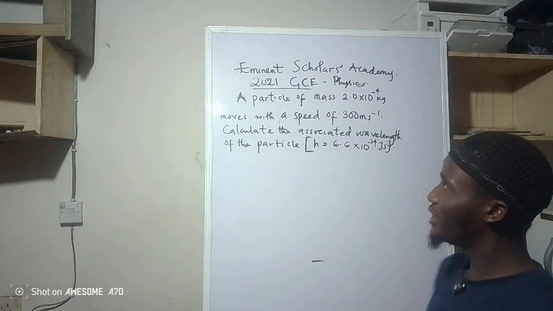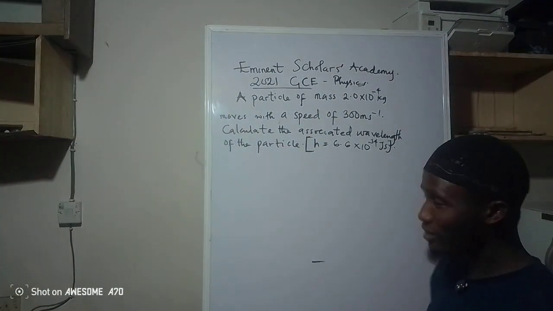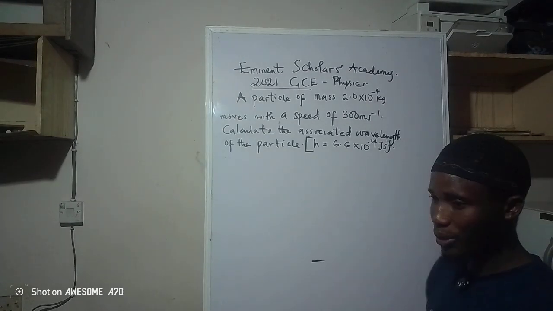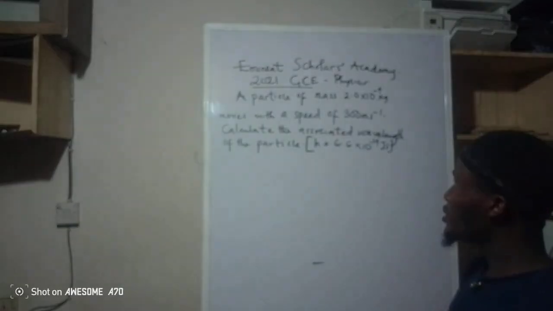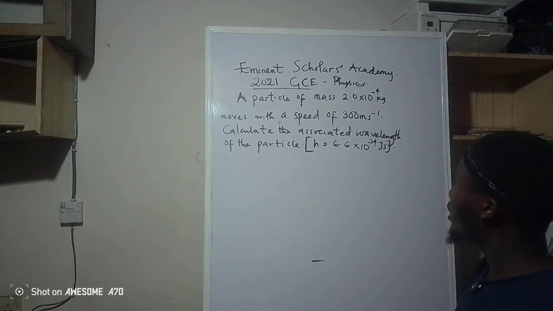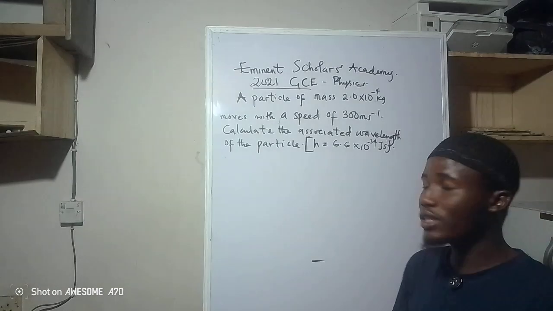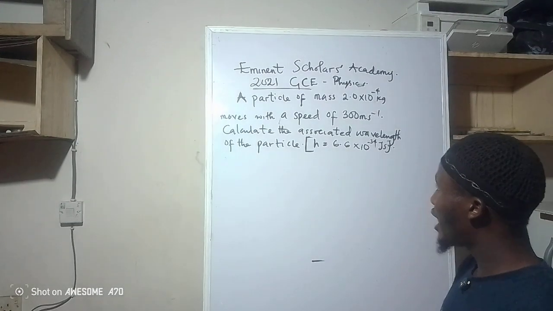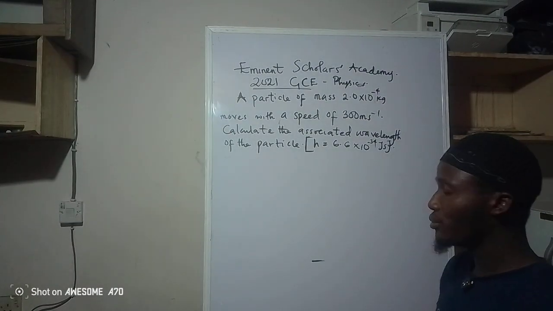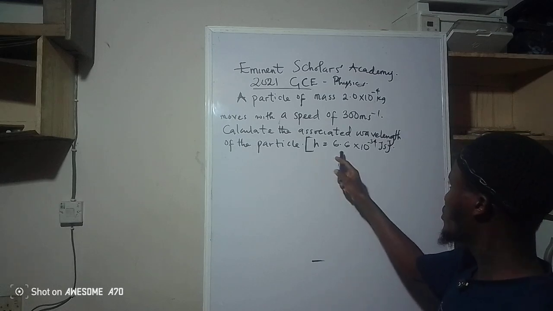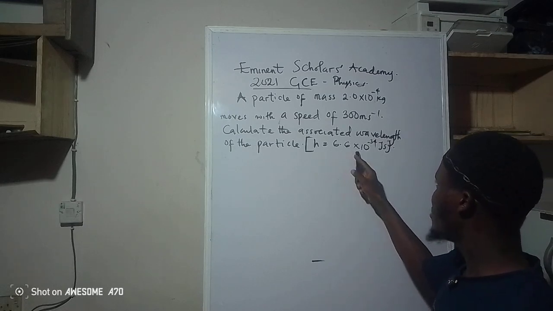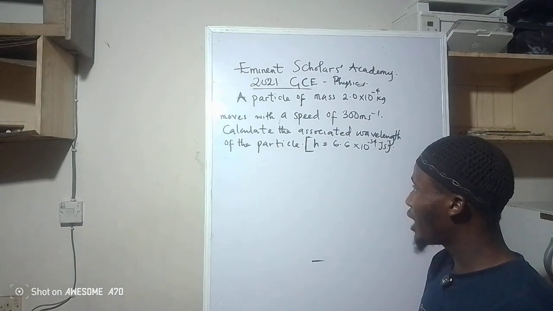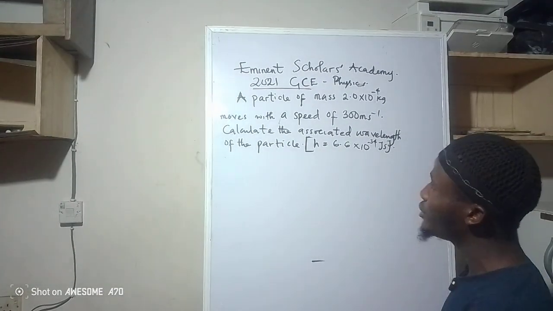In today's class, we'll be looking into this very simple question from the 2021 GCE, that's for private candidates. A particle of mass 2.0 times 10 to the power of minus 4 kilograms moves with a velocity of 300 meters per second. Calculate the associated wavelength of the particle. Given that h equals 6.6 times 10 to the power of minus 34 joule seconds, h here is called the Planck's constant. So how do we go about solving this?